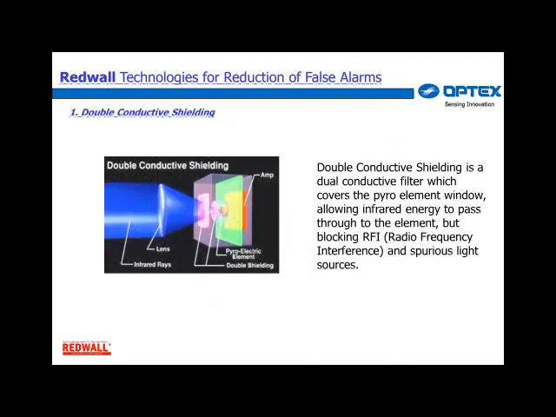Double conductive shielding is a dual conductive filter which covers the pyro element window, allowing infrared energy to pass through to the element, but blocking RFI and spurious light sources.